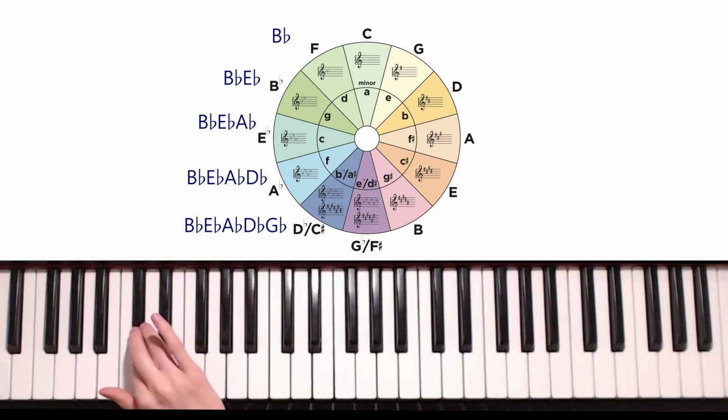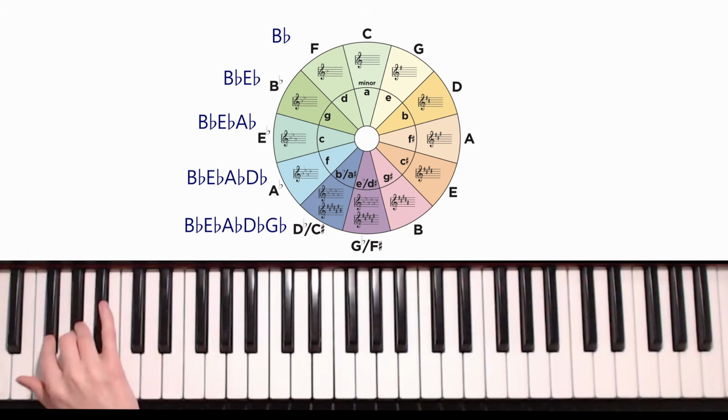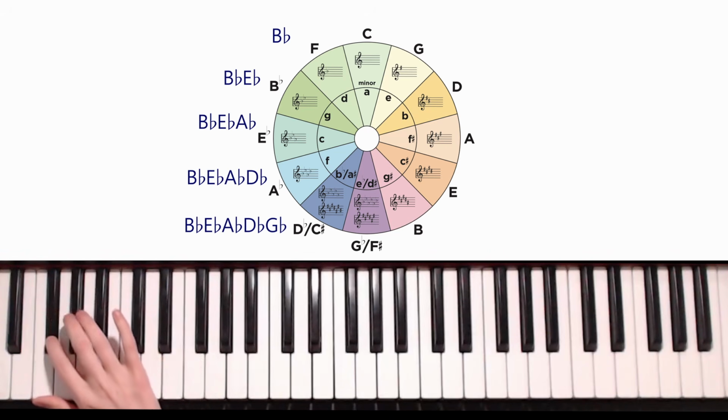Okay, now I'm going to go back 5 notes within the key of D flat. 1, 2, 3, 4, 5. And I get to G flat, which has 6 flats, so we're nearly at the end. And again, G flat is the exact same key as F sharp, if you remember.